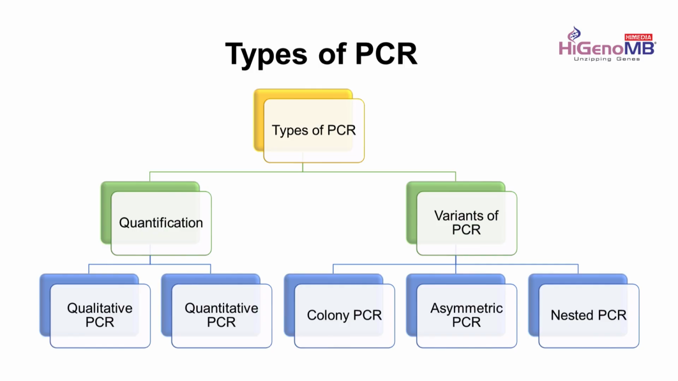So in this case, you are increasing the specificity of your template. If you are using a clinical sample where you are looking for a pathogen which is not very abundantly present, and you want to increase the abundance of the template, in those cases you carry out nested PCR.